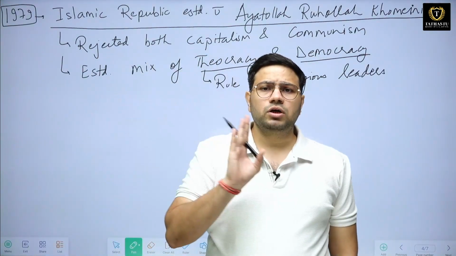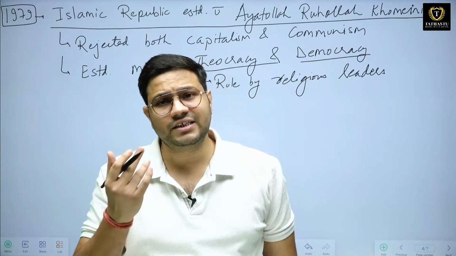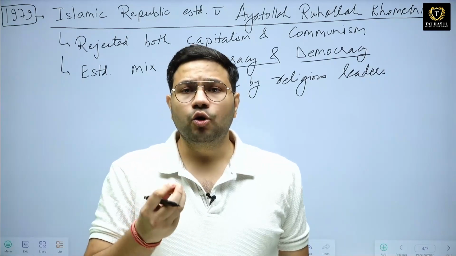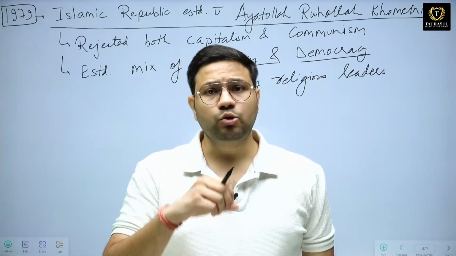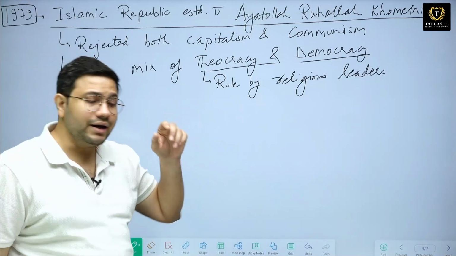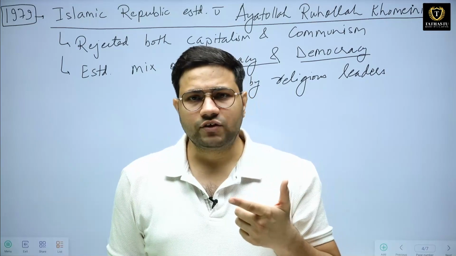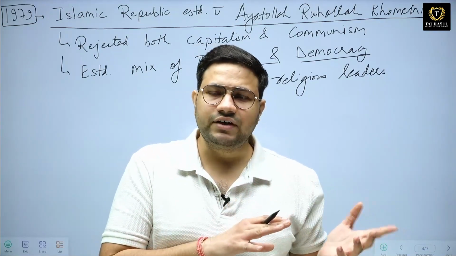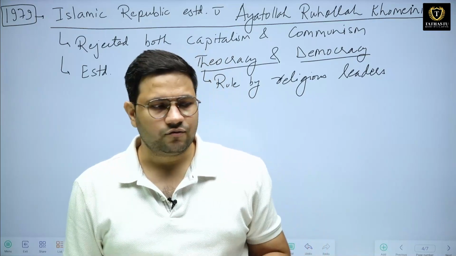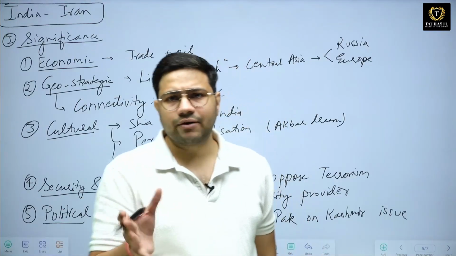He rejected both communism and democracy. He rejected both of them, and he adopted a crucial mix of theocracy and democracy. Democracy, ruled by the people, and theocracy, ruled by religious leaders. So he was able to develop a very crucial mix of these two things, and since 1979 till date, he's running Iran very successfully. This much is clear. Now let us see India-Iran relations.